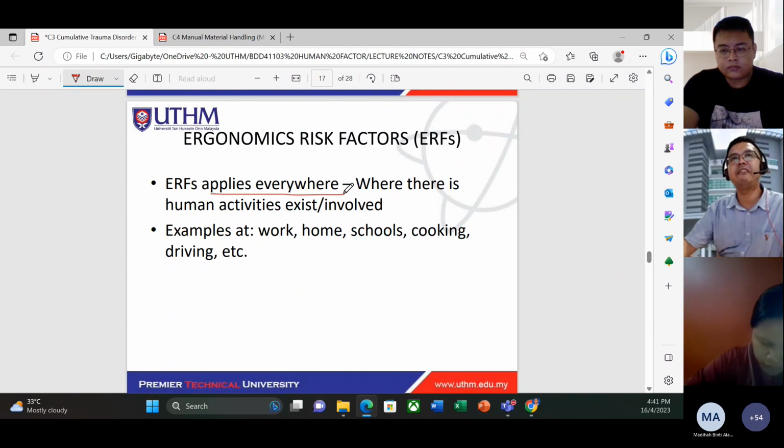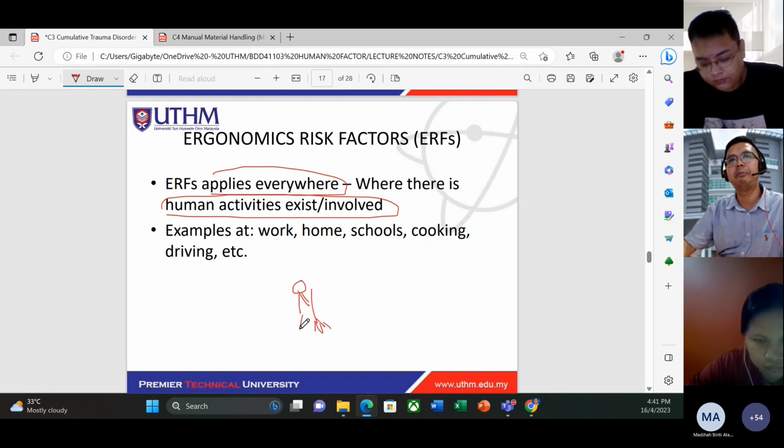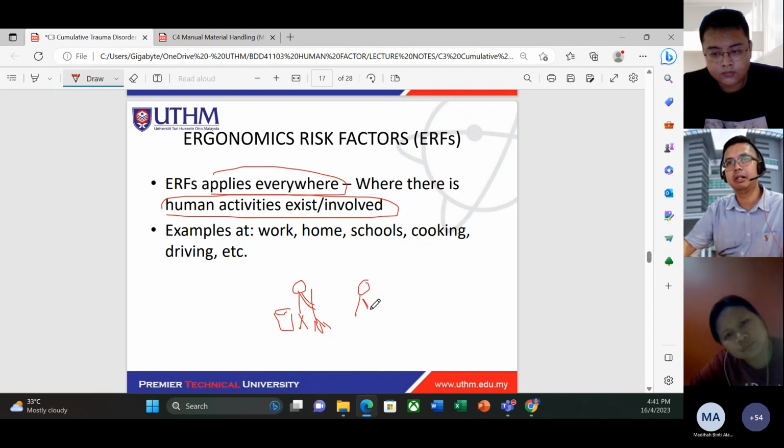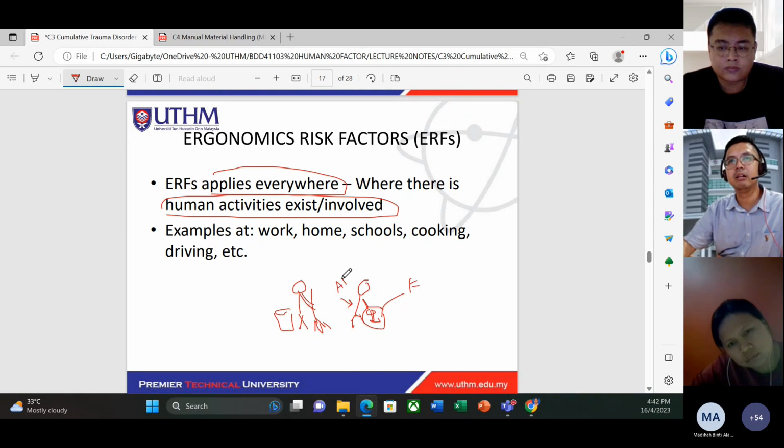Ergonomic risk factors apply everywhere there is human activity involved. Whether you are mopping the floor, for example, there is still a risk factor here. What are the risk factors included? Might be awkward posture, for example mopping here. Awkward posture such as bending posture, plus heavy load to carry, forceful exertion. Awkward posture first, then forceful exertion.